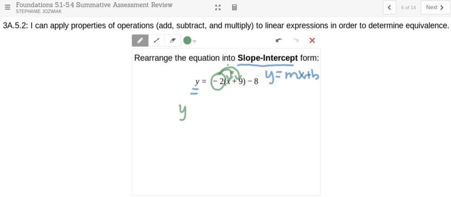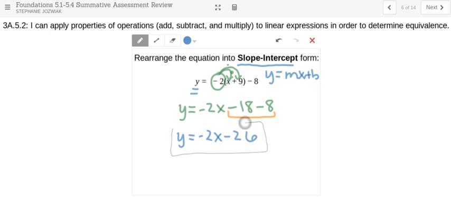So we have y equals -2 times x is -2x. -2 times 9 is -18. And then the -8 just tags along at the end. Now if I look, I have some like terms that I need to take care of there. So I'm going to have y equals -2x, and then I have -18 minus 8, which is going to give me -26. And now this equation is in slope-intercept form.